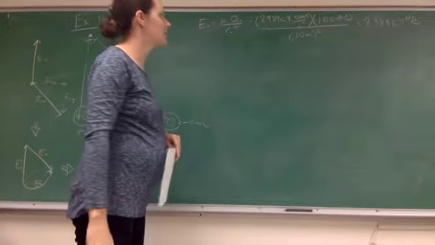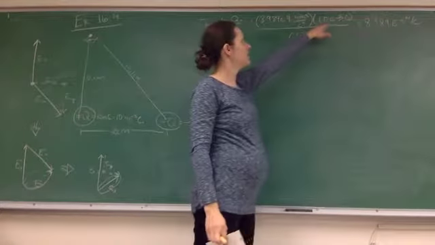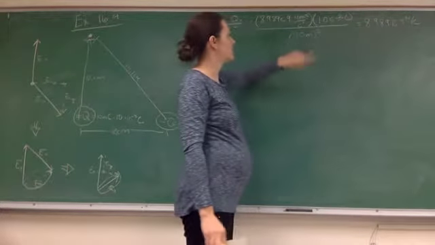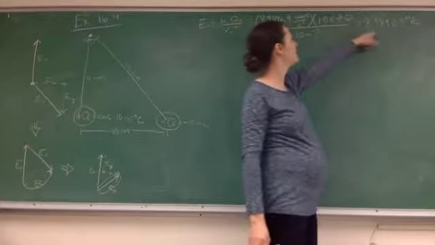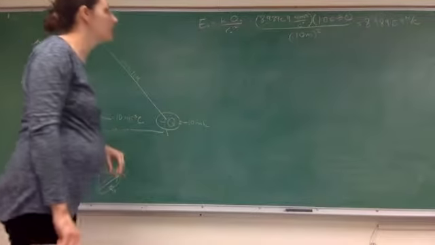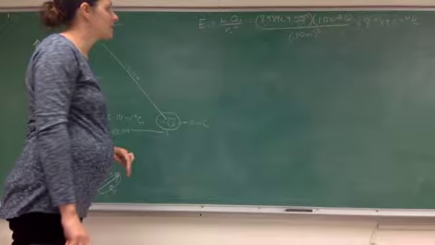Kind of a lucky accident here that 10 times 10 to the negative third is equal to that. So we actually end up with the positive E just being the same as K. That doesn't normally happen.